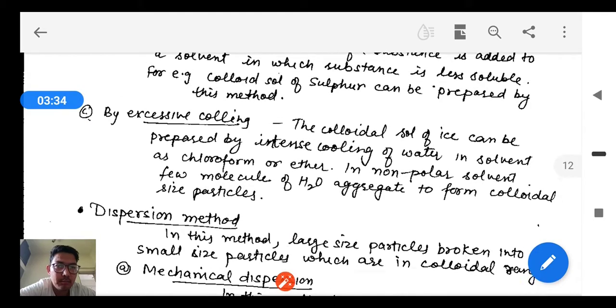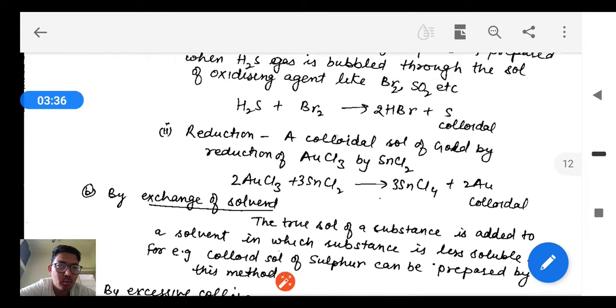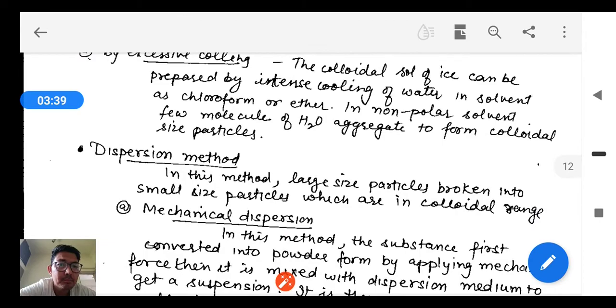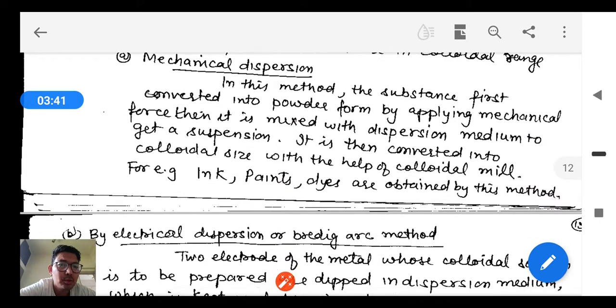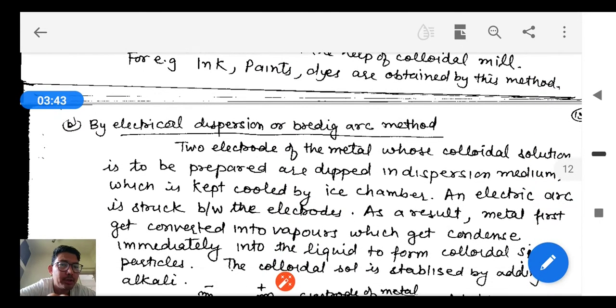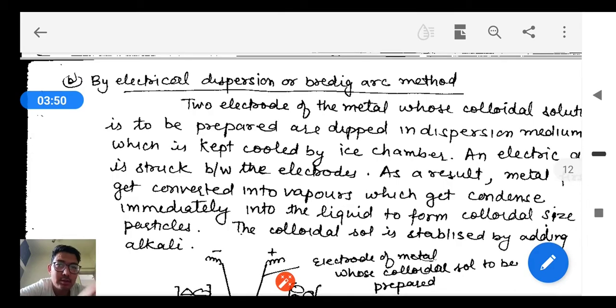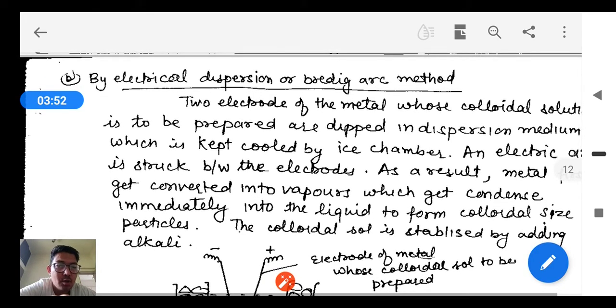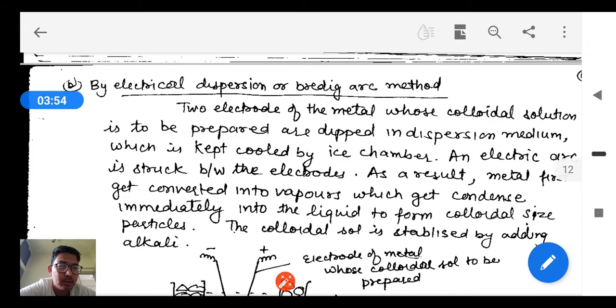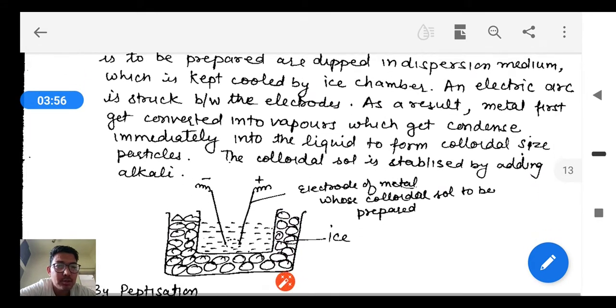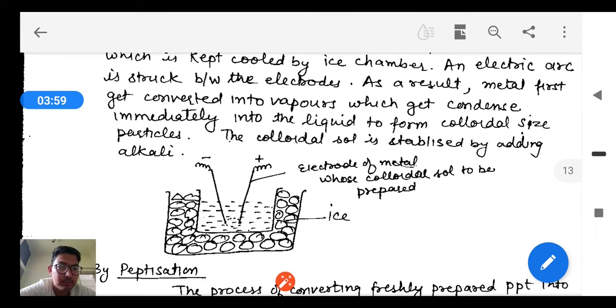The main methods will be number 1, chemical method, number 2, electrical dispersion or Bredig arc method, and third one is peptidization. Okay, so as per NCERT, only these 3 points are mentioned in NCERT. So I am directly coming to the Bredig arc method. It is very easy for you to remember if you remember it through the diagram.